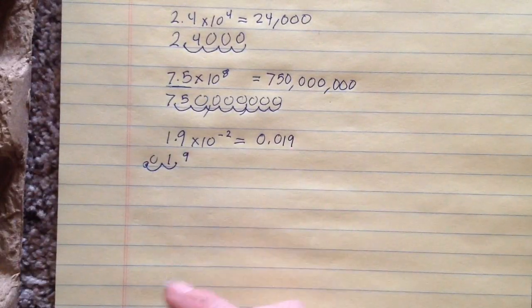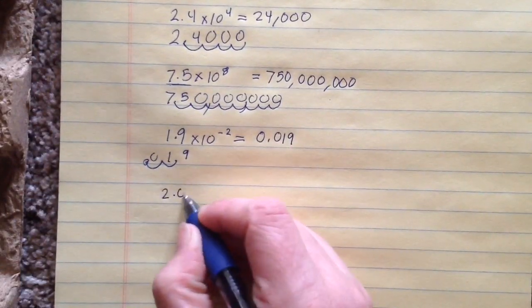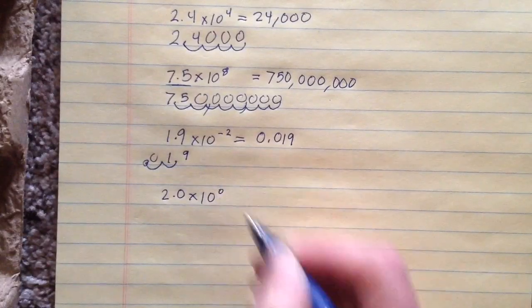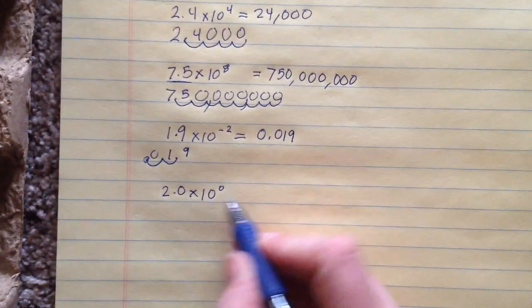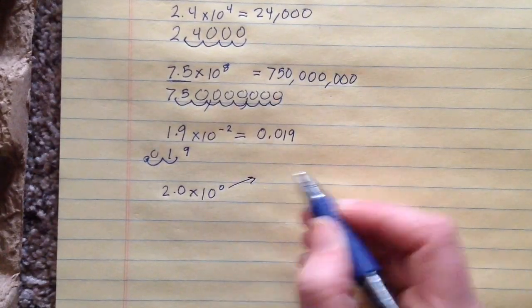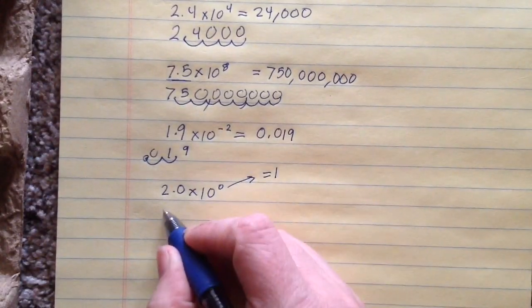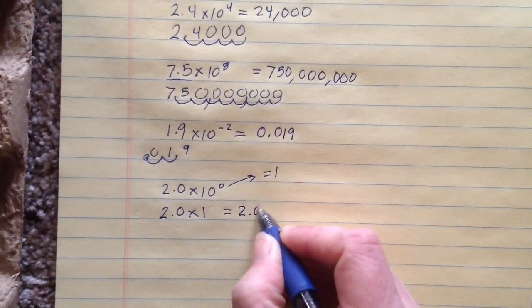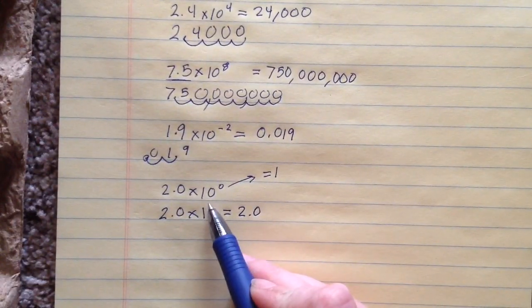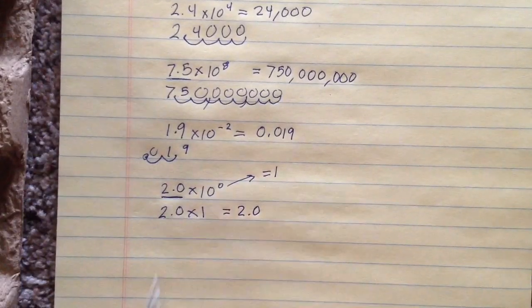Now, one that we see sometimes is 2.0 times 10 to the 0th power. Normally, we'd never write anything this way. 10 to the 0th, or anything to the 0th power, equals 1. So this is like 2.0 times 1, or it's just 2.0. So if you have anything to the 0th power, you could always just write the number in the front.